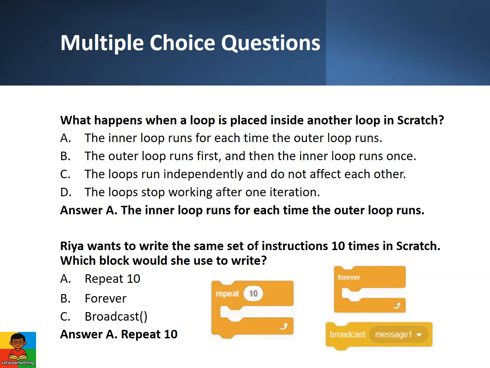What happens when a loop is placed inside another loop in Scratch? A. The inner loop runs for each time the outer loop runs. B. The outer loop runs first, and then the inner loop runs once. C. The loops run independently and do not affect each other. D. The loops stop working after one iteration. Correct answer: A. The inner loop runs for each time the outer loop runs. Ria wants to write the same set of instructions 10 times in Scratch. Which block would she use? A. Repeat 10, B. Forever, C. Broadcast. Correct answer: A. Repeat 10.